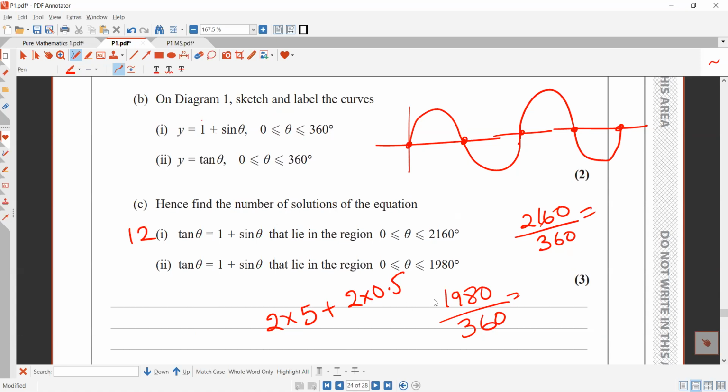Because your other graph is complete. So in the other graph, there is only one solution. There are 10 solutions here, so total 11 solutions. Understood? Why 2 into 0.5? Because they said 5.5, meaning 5 complete times and 0.5 of the other time.